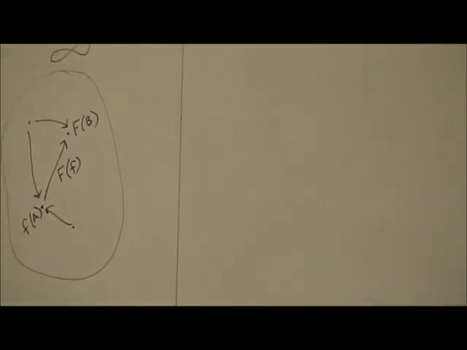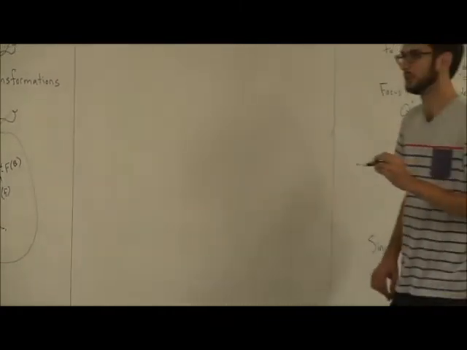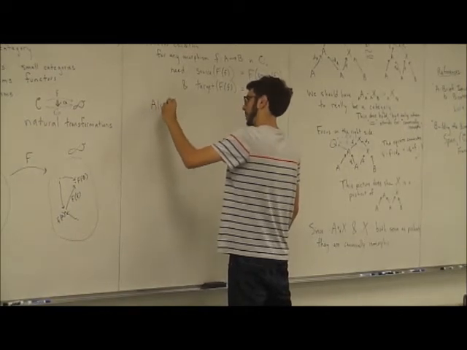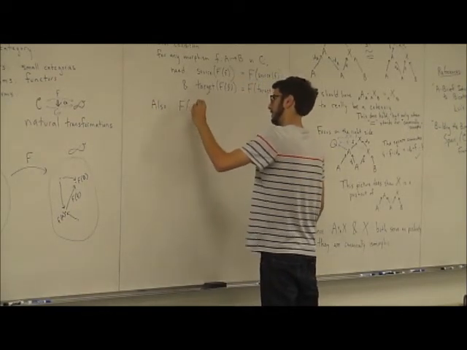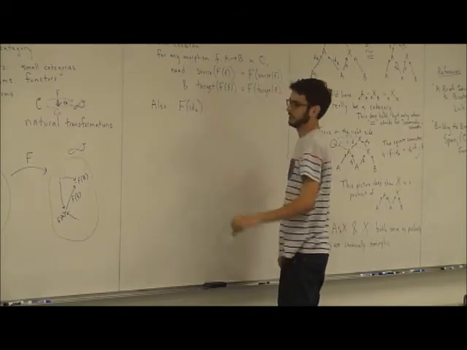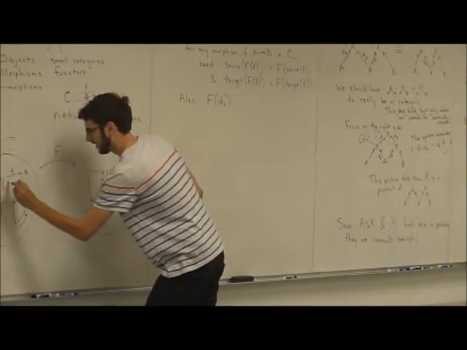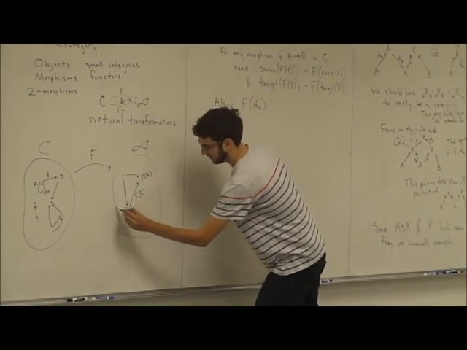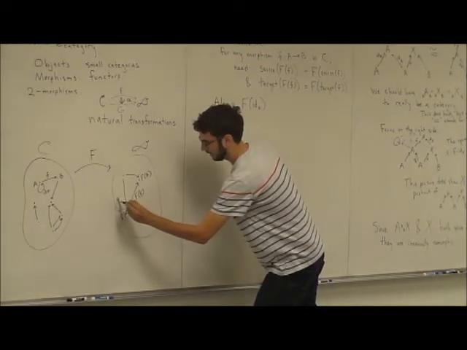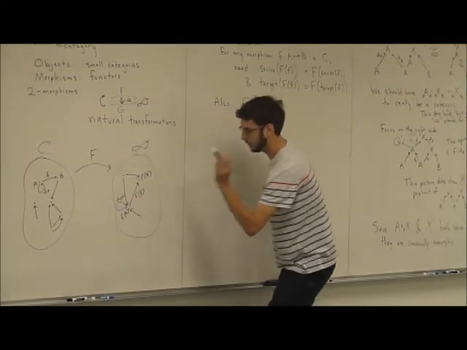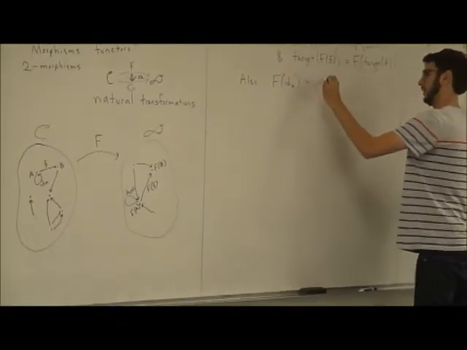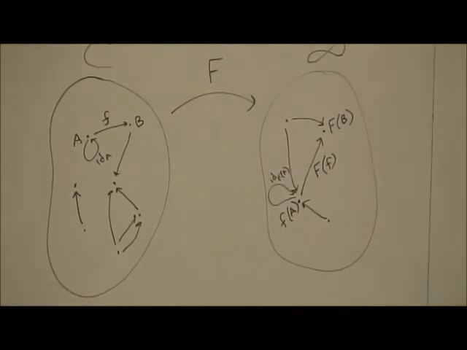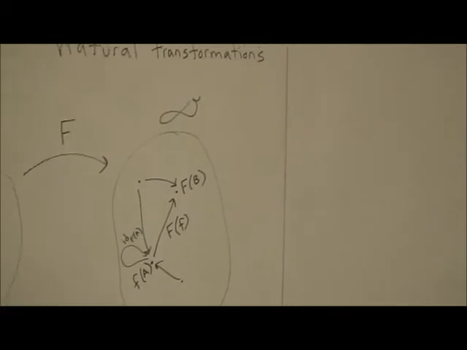So that's, well, actually, that's not all the conditions. You also need to have preservation of identities. So also F of the identity arrow always needs to give you the identity to the image of the object. So F of the identity of A is the identity on F of A.